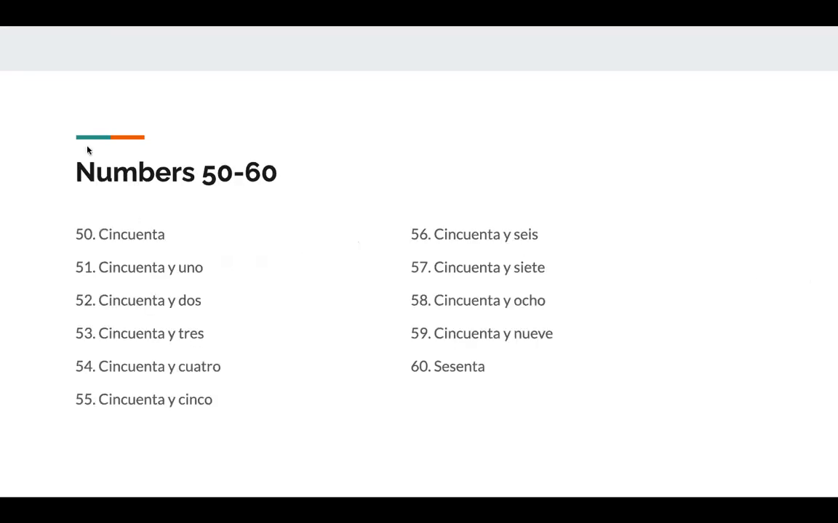So let's start with our numbers 50 through 60. And like we said the past couple weeks, we start with a number. So 50 is cincuenta, and we just add y uno, y dos to the end. So pretty much 51 is fifty and one, fifty and two, fifty and three. So that's how the numbers have been for the past couple classes. And it's just going to continue like that until we get to 100. But we'll go over them.